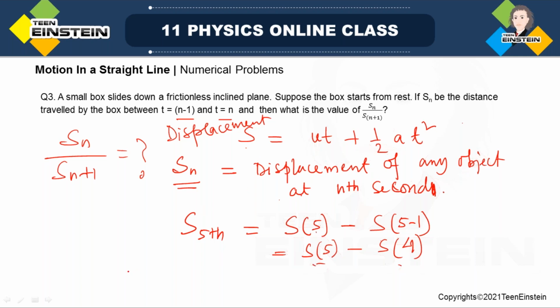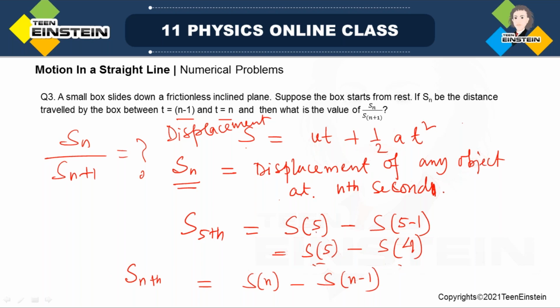Similarly, if I want to find the displacement in the nth second, then what you have to do? You have to find the displacement in n seconds minus Sn minus 1. Then you get the displacement at that particular instant, that is the nth second.